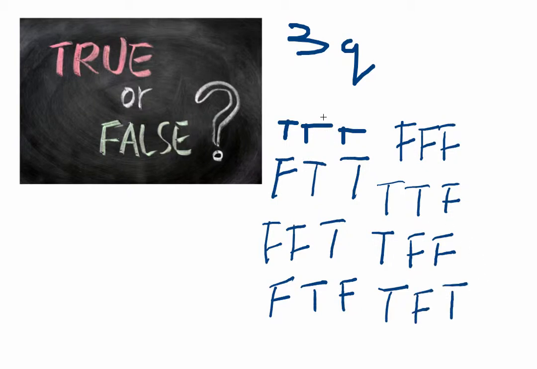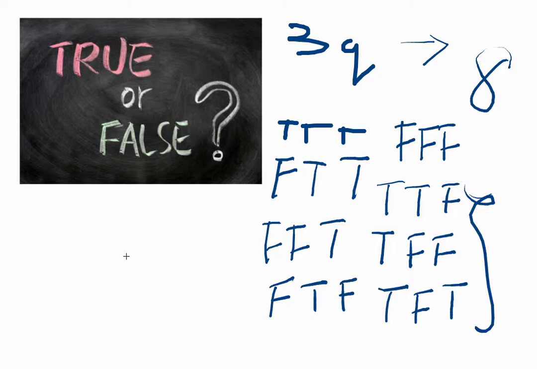Now if I were to count all these, I will see that I get 8 possibilities that I've been able to list out. True, true, true; false, false, false, the extremes; false, true, true; false, false, true; false, true, false; true, true, false; true, false, false; true, false, true. Now this is assuming it's only for 3 questions.